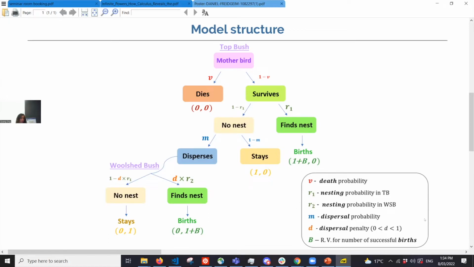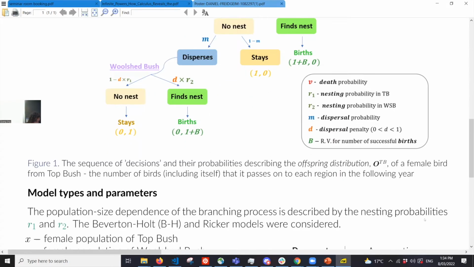The population size dependence is one of the crucial features that enabled the populations in the model to not skyrocket. Since the nesting space that was available is the most limiting resource in this case, it made sense for R1 and R2, which are the probabilities of finding a nest, to be population size dependent. And there are a couple of different ways to structure this.